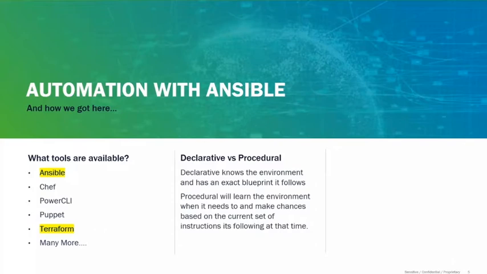It'll learn the environment when it needs to. It doesn't necessarily know the environment at its given state. And it'll make choices and decisions and change your environment based on the current set of instructions or that specific playbook that you're going to be running at that particular time. So for instance, if you have 5 VMs and you say, hey, Ansible, spin up 5 VMs, it's going to spin up the 5 VMs. If you tell Ansible to spin up 7 VMs, it's going to spin up 7 additional VMs. So you're going to have 12 VMs. You'll have to know that you only want 2 additional ones to make 7. So this is the biggest difference between declarative and procedural.